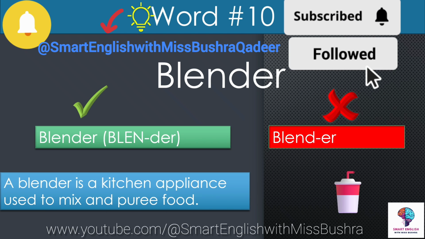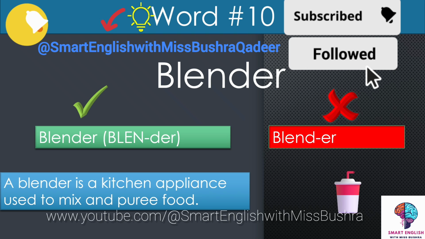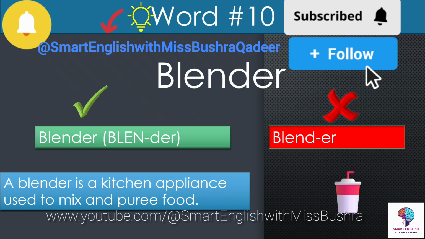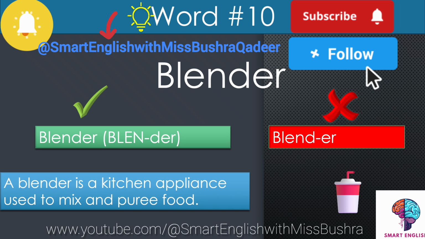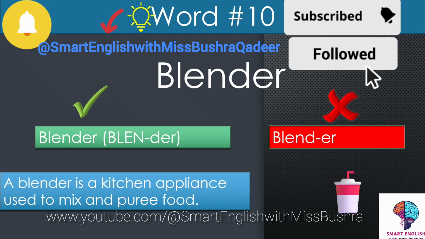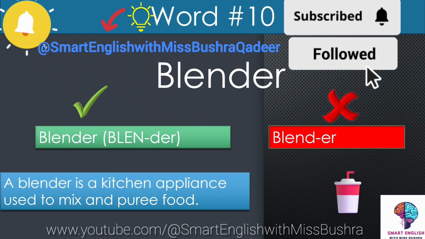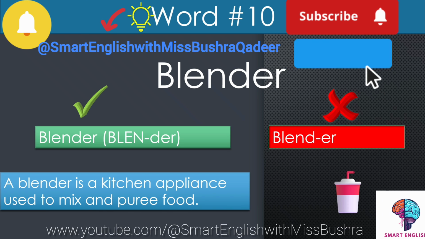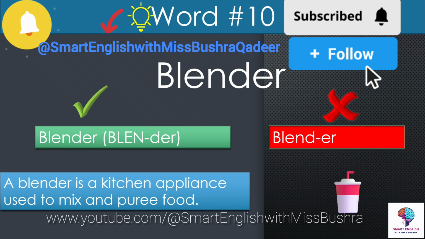It's basically when we have summers, we want to have puree food, or we want to have smoothies, milkshakes, juices. Children love to drink juices. So there we are going to use blender. Blender to blend our food into juices.